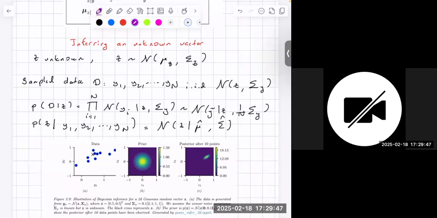Okay, this requires a lot of work. It is done in the book, you don't need to do it. But then I would like to do the other way around. So this was data conditioned on Z. I would actually like to do Z conditioned on the data I'm seeing, because I'm trying to estimate this Z.